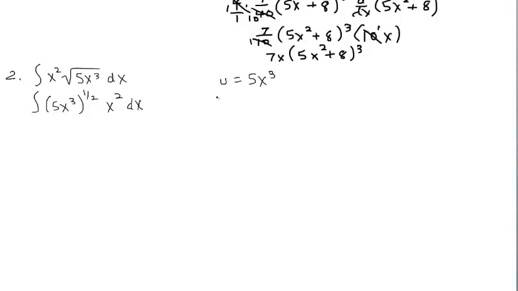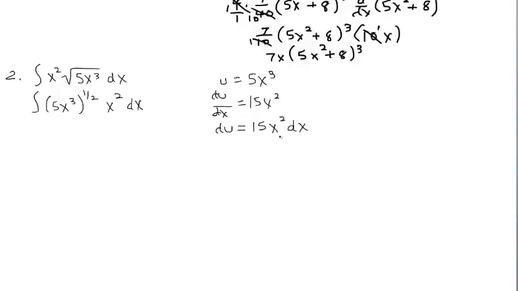What we did next was we found the derivative with respect to x. So we had du over dx equals 15x squared. We separated and pulled the dx to the other side to get the differential in u by itself. So that's what we did and proceeded over here. So now take a look back here.